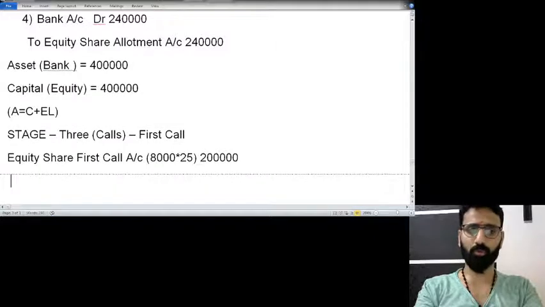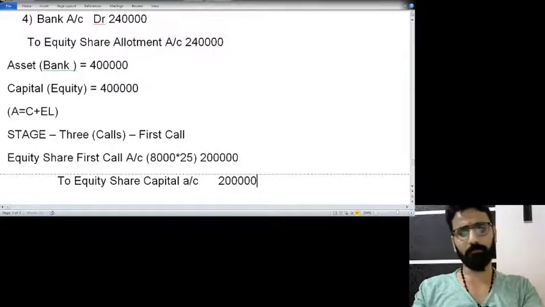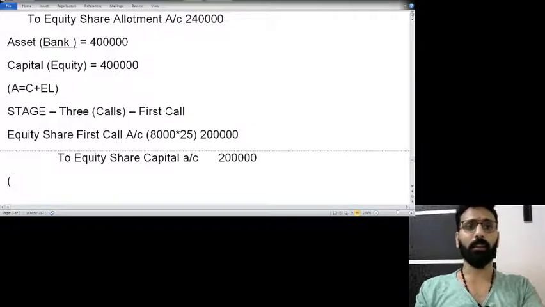2 lakhs. Equity share capital. Why am I crediting it? I am calling towards capital. So 2 lakhs. Write in detail. What is the entry I should write here?